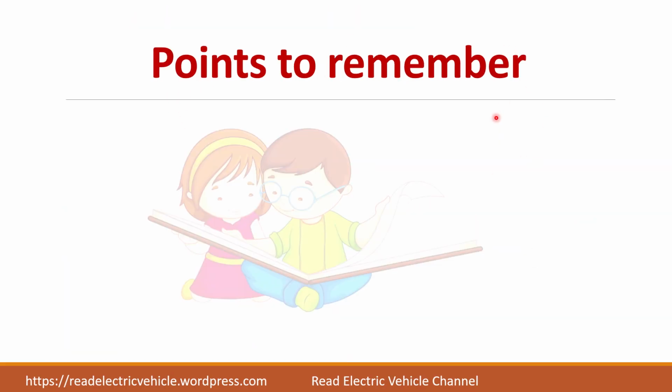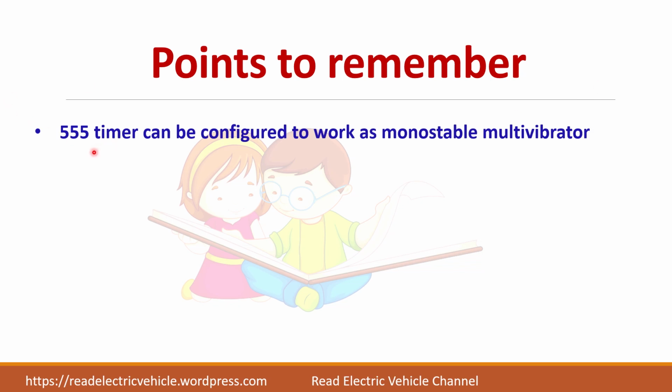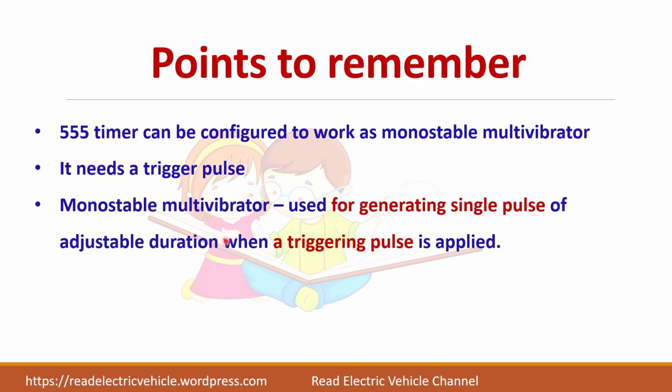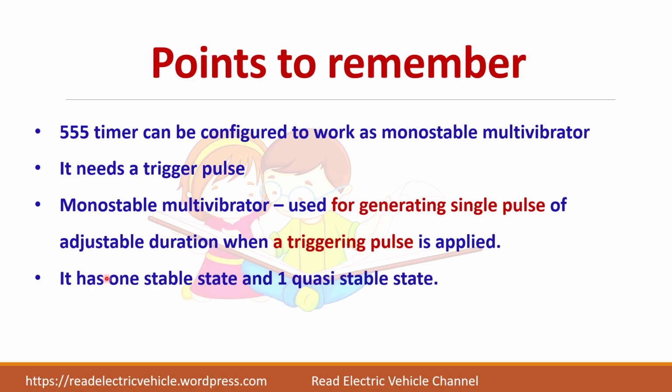So let us recall what we have seen. The 555 timer can be configured to work as a monostable multivibrator, but you need to give a triggering pulse. A monostable multivibrator or monoshot is used for generating a single pulse, but you can vary its pulse width. It has one stable state and one quasi-stable state. The time period for the output pulse is given by 1.1 RC, where RC is the time constant.